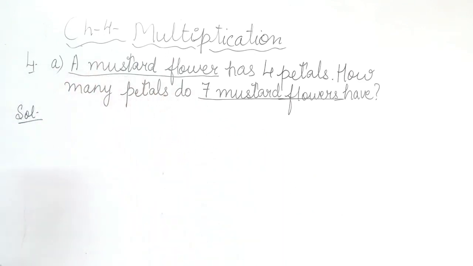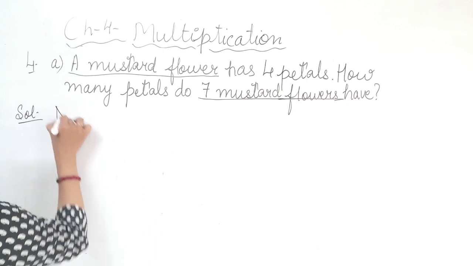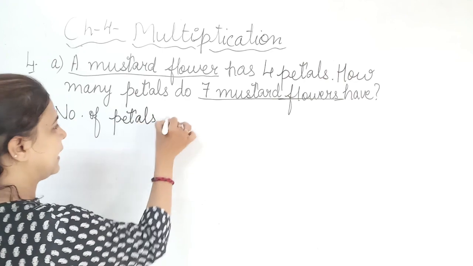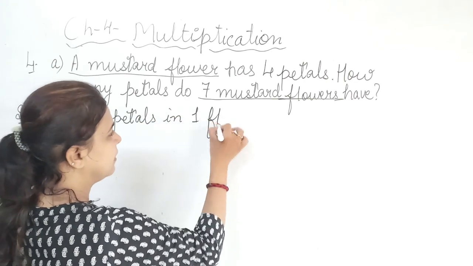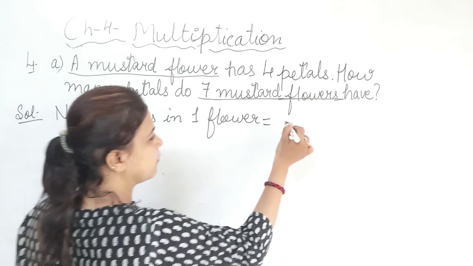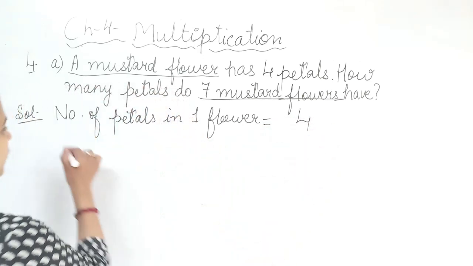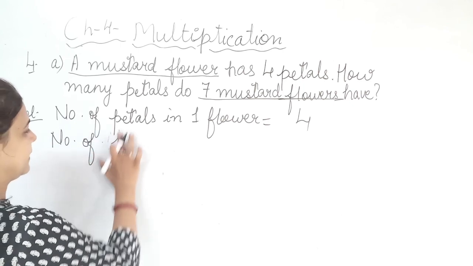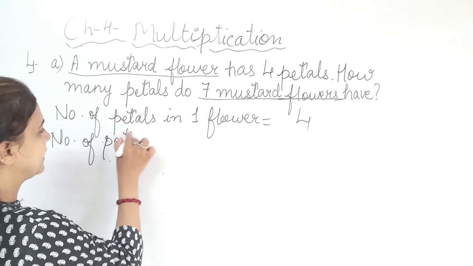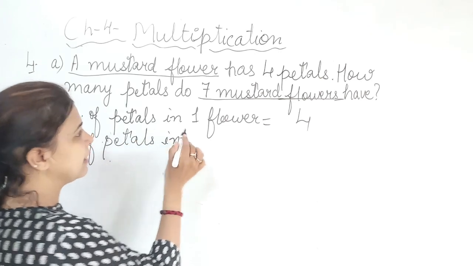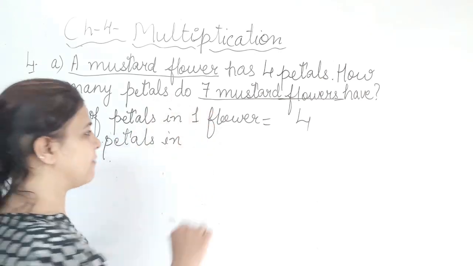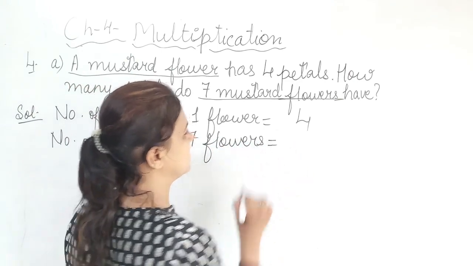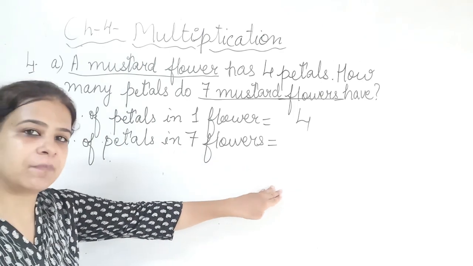So how do we write down this statement? I will write down the statement like this. Number of petals in one flower is equal to, I will write down 4. Now the second statement should be number of petals. See, number of petals in how many flowers is it asking? 7 flowers. So I will write down number of petals in 7 flowers is equal to, what will it be?